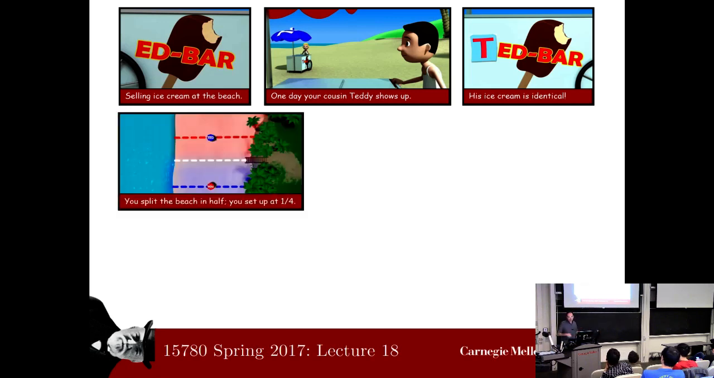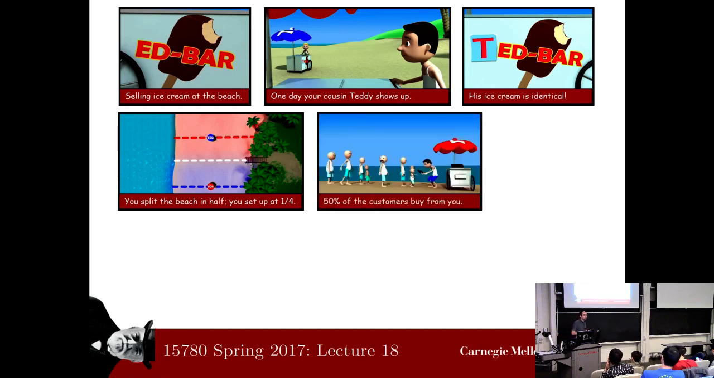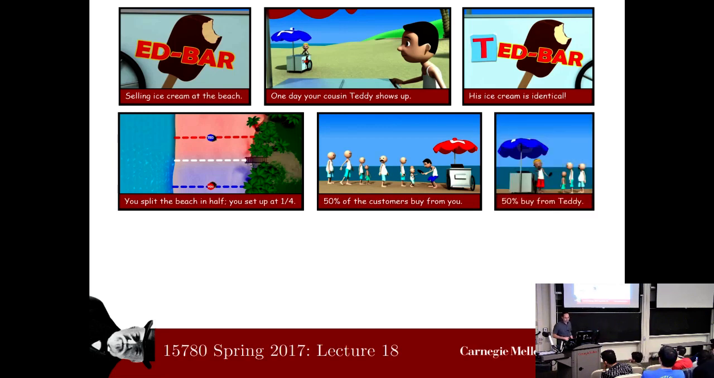Now, what we do, we're sort of friends, so we split the beach in half. We set up at the 1/4 point, and Teddy sets up at the 3/4 point. So think of the beach as the interval between 0 and 1. And we're basically going to assume that the customers are uniformly distributed over the beach. Okay? So what this means is that 50% of the customers are going to buy from us at the 1/4 point. So basically everybody from the half point south will buy from us, and everybody from the midpoint north will buy from Teddy. So it's 50-50.